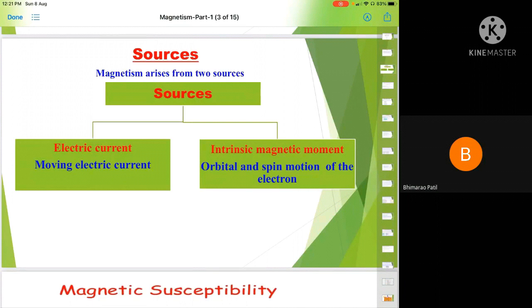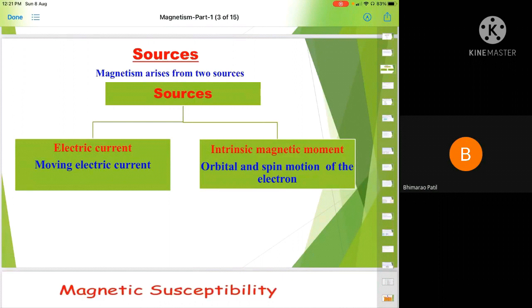The other type of source is intrinsic magnetic moment. That intrinsic magnetic moment is observed due to the orbital and spin motion of the electron. Sometimes orbital motion is restricted and spin motion is also restricted. If two electrons are present in a single atomic orbital, they always have opposite spin to each other. Then the magnetic moment produced due to the spin of one electron is cancelled by the magnetic moment produced due to the spin of the other electron. Such a material does not interact with an applied magnetic field and does not produce a magnetic moment.